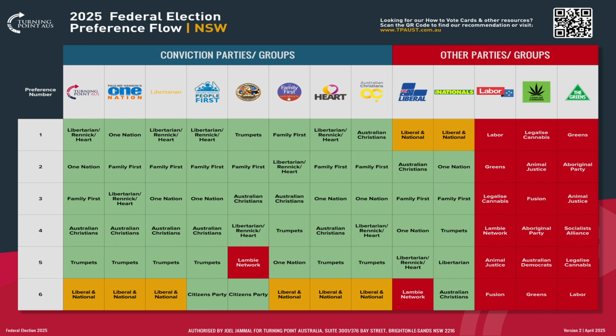So if you are following one of those how to vote cards, please keep in mind that your vote may exhaust, and then please think about having the backstop. Liberals, Nationals and Labor, they're the major parties. They don't need a backstop because their vote's already going to them. And as you can see, Legalise Cannabis, as we talked about, have the Greens as their backstop, and the Greens have Labor as their backstop.